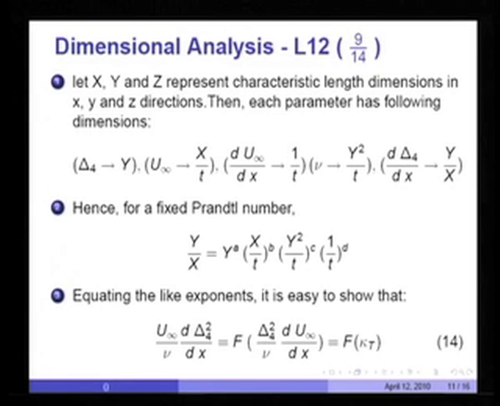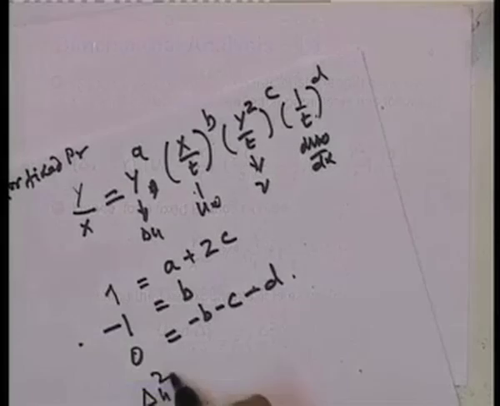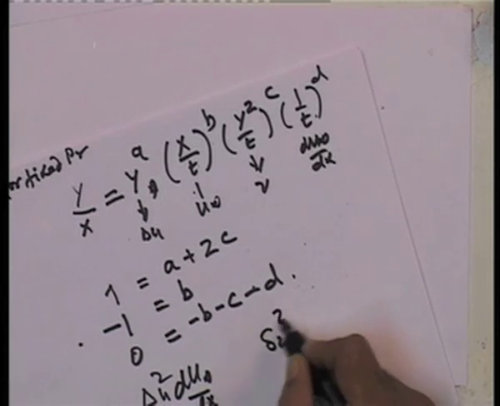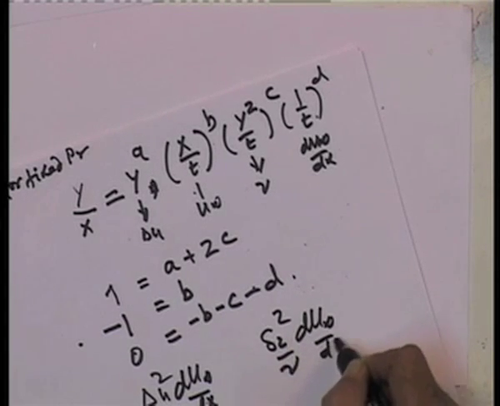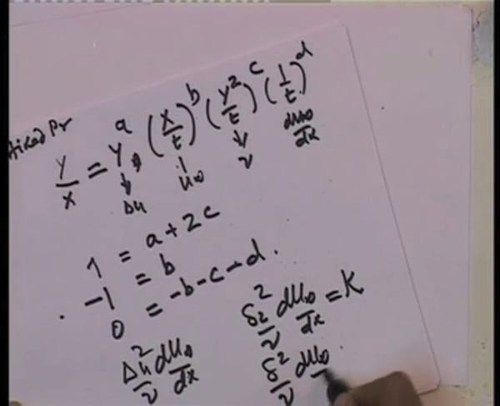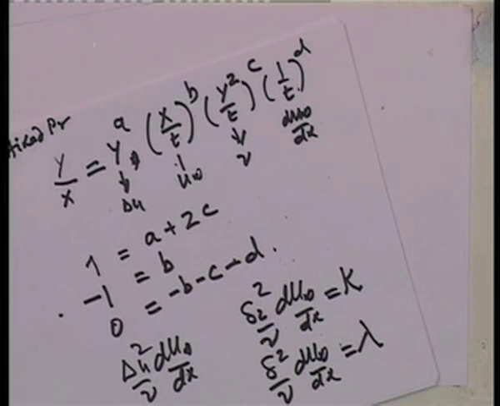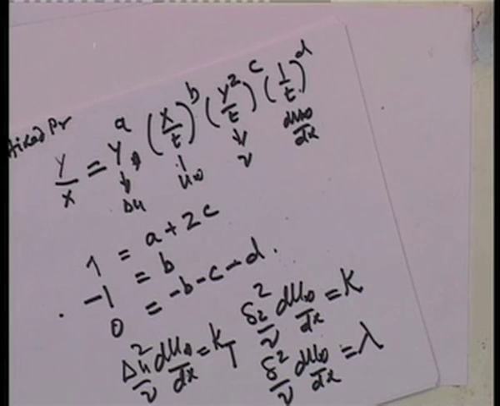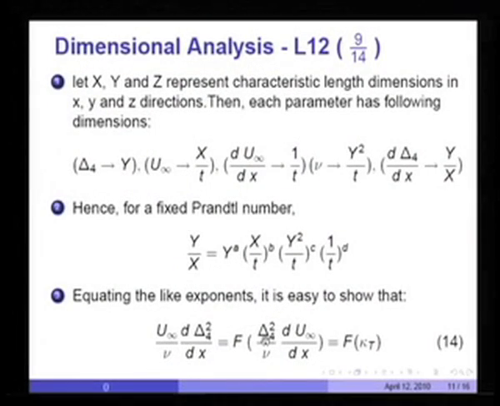Everything in terms of d, let us say, and you will get u infinity by nu, d delta 4 by dx, as a function of delta 4 squared by nu, du infinity by dx. Remember, this quantity is very similar to delta 2 squared by nu du infinity by dx, which we had called kappa, and also delta squared by nu du infinity by dx, which was called lambda. So it is very analogous, and therefore I call it kappa t, to indicate that this is the thermal parameter associated with conduction thickness delta 4.